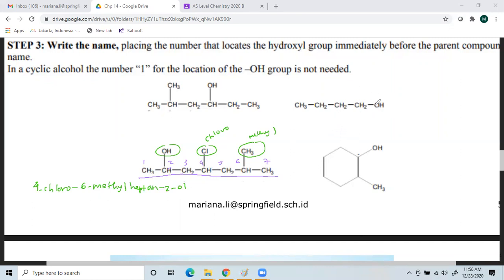Okay, now let's check this. 1, 2, 3, 4. Butane-1-ol. How about this? The OH group should attach to the lower C. So this has higher priority compared to the alkyl. So this is carbon number 1. This is cyclohexane. So the name would be 2-methylcyclohexanol. Should I write cyclohexane-1-ol? No, no need, since the OH should be at the first C in this case. So it is enough for us to write cyclohexanol. Okay. Understand?